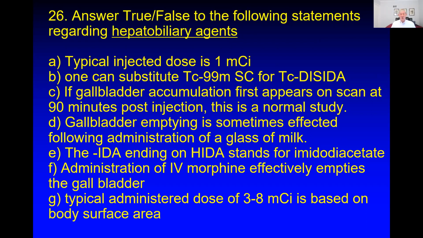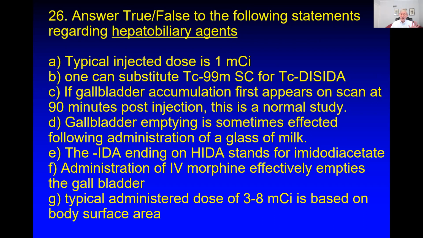Okay, C, if gallbladder accumulation first appears 90 minutes post-injection, that's normal. False. Totally false. Gallbladder emptying could be effected following administration of a glass of milk. True. That's true if it's whole milk. Skim milk won't work. You need that fat to affect the gastric emptying, the gallbladder emptying.